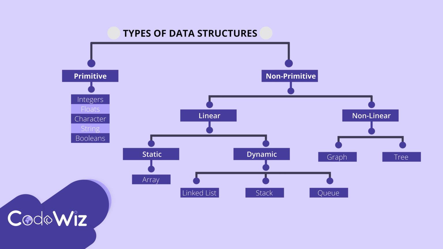Now let's quickly recap. Data structures can be primitive or non-primitive. Primitive data structures include integers, booleans, characters, and strings. And non-primitive data structures can be linear data structures or non-linear data structures. You can see in the graph, linear data structures have static data structures and dynamic data structures. In static data structures, we have array, but in dynamic data structures, we have queue, stack, and linked list. In nonlinear data structures, we have tree and graph.